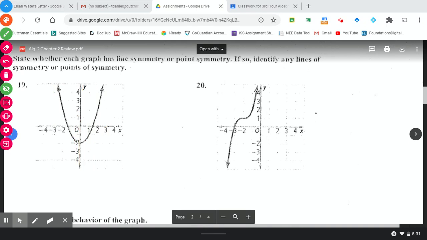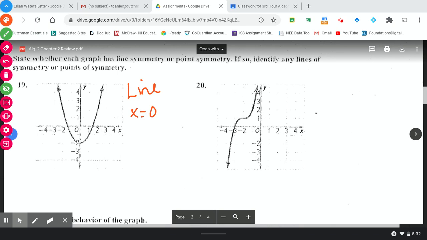So the line of symmetry in this one is going to be a line, and it's going to be x equals 0. It's where this line right here is, where x equals 0. So again, a line, and it's x equals 0.